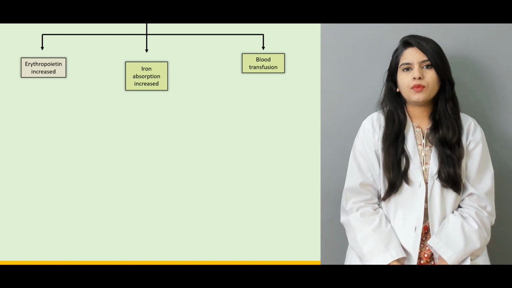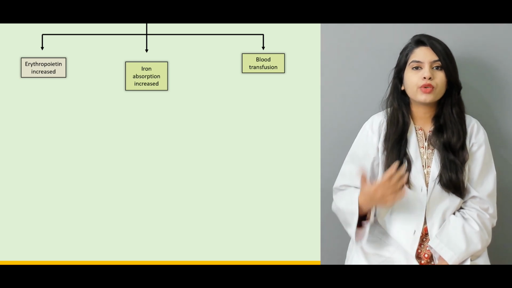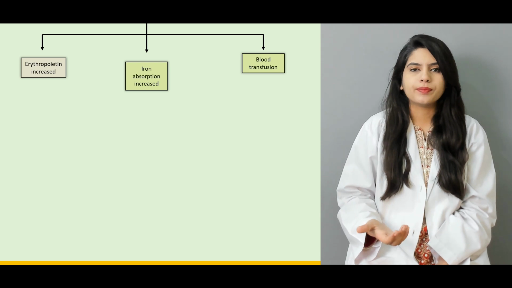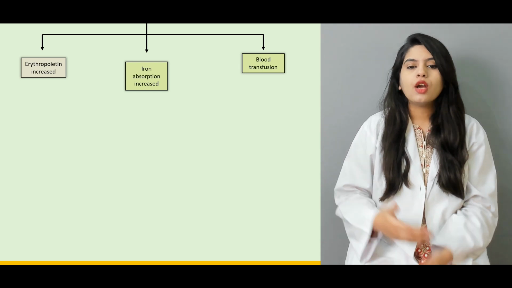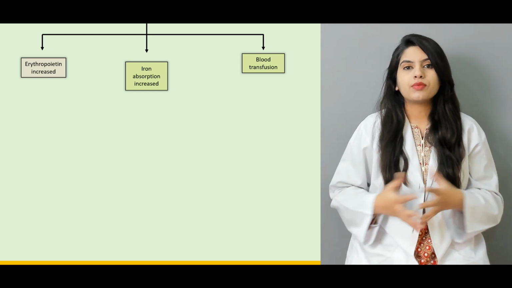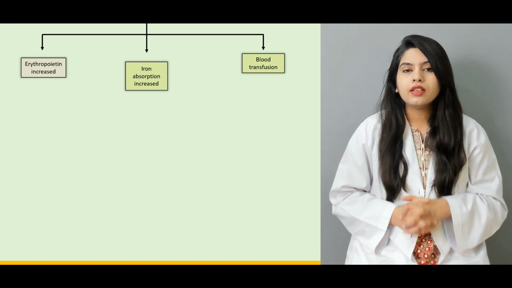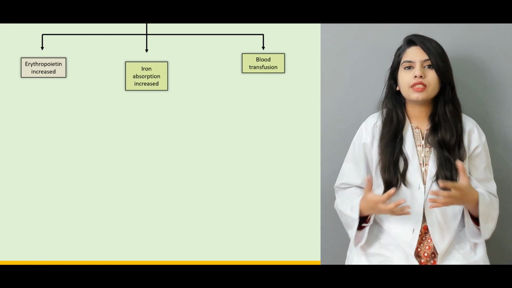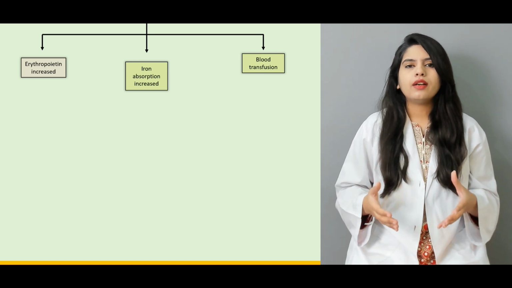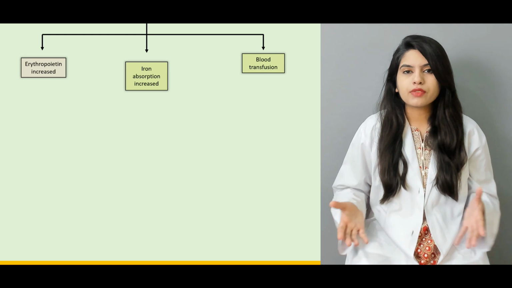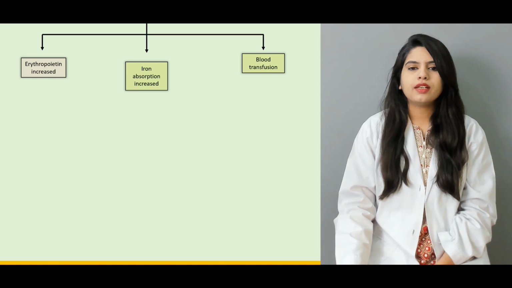Now, you know that when there is a decreased level of red blood cell production, a signal is sent to our kidney to release erythropoietin. So in this case, what will happen? Either the production of erythropoietin will be increased, or there will be increased absorption of iron. The body may sense that there is insufficient iron, because the beta globin chains are not being synthesized, so more and more iron will be absorbed. Or there will be a need for blood transfusion in severe cases, which will also have an effect.